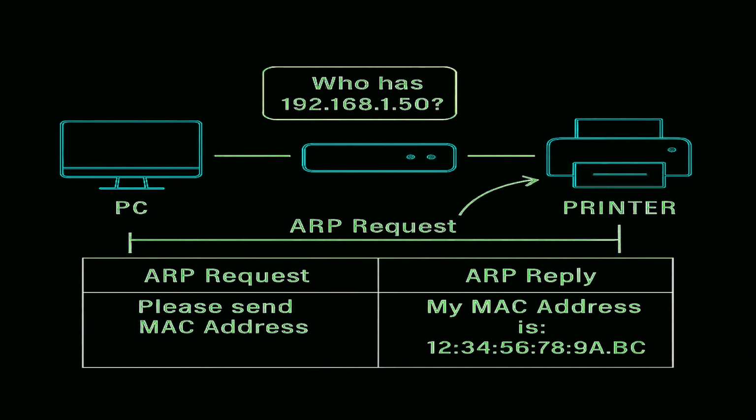This is a layer 2 broadcast message sent to every device on a local network segment that basically says, hey, who has the IP address 192.168.1.50? Tell me your MAC address. The printer receives this message and replies with something called an ARP reply, saying, hey, that's me, here's my MAC address. Your computer then stores that mapping in its ARP cache so it doesn't need to ask again for a little while. And now that it knows the MAC address, it can wrap that data in something called a frame and send it directly to the printer. This whole process happens in milliseconds, and you usually don't even notice it.